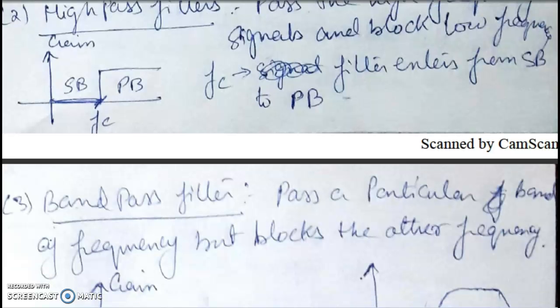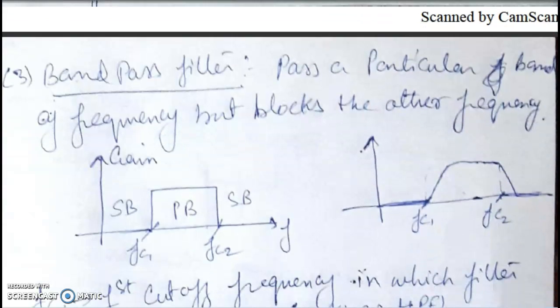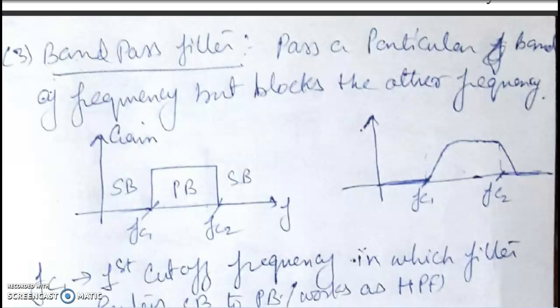Similarly, next classification is band pass filter. Band pass filter means, as the name indicates, it will pass a certain band of frequency but block all other frequencies. So it will pass a certain band of frequency from FC1 to FC2 and all other frequencies will get blocked. Ideally, the characteristic of gain and frequency is like this, but in case of practical system, the transition from stop band to pass band is not very sharp and it will take place like this. Similarly, again the transition from pass band to stop band is not very sharp and it will take place like this.